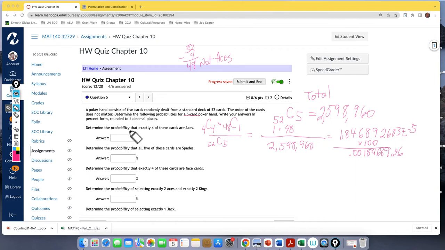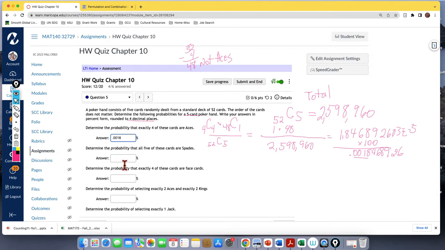They want us to do it as a percent rounded to 4 decimal places, and you kind of see why that is. 1, 2, 3, 4. So if I'm going to round the 8, I look at the 4, so I'm going to leave it as an 8. This answer is 0.0018.